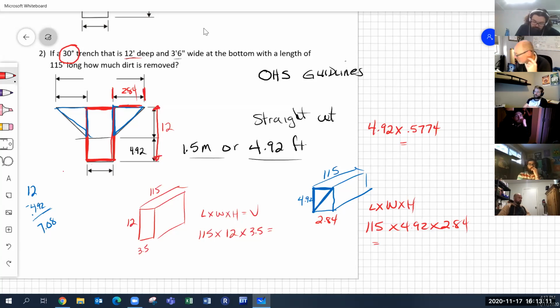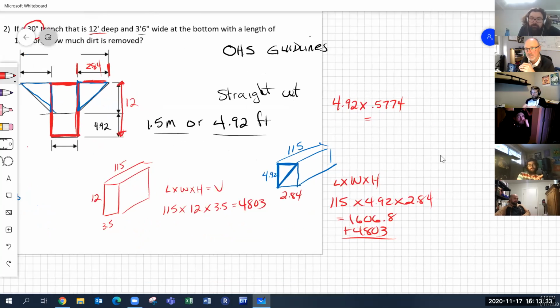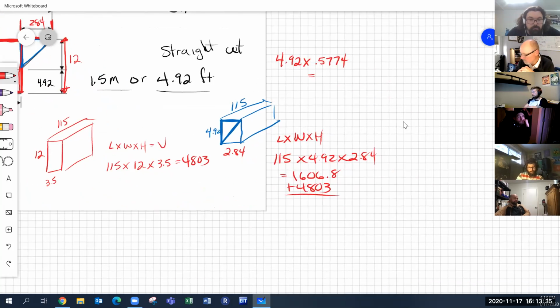So that is 1606.8. And I have to add this one to it. This one is 4830. So I add 4830 to that, plus 1606.8. Let me just move this up a little bit. So my grand total volume is 6436.8 cubic feet.